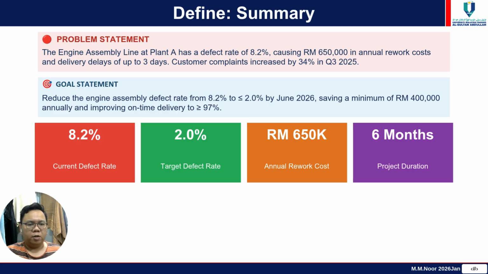The define phase revealed that the engine assembly line had a defect rate of 8.2%, causing 650,000 in annual rework costs and increasing customer complaints. The project goal is to reduce defects to 2% or less by June 2026, generating annual savings of at least 400,000 ringgit and improving delivery performance.